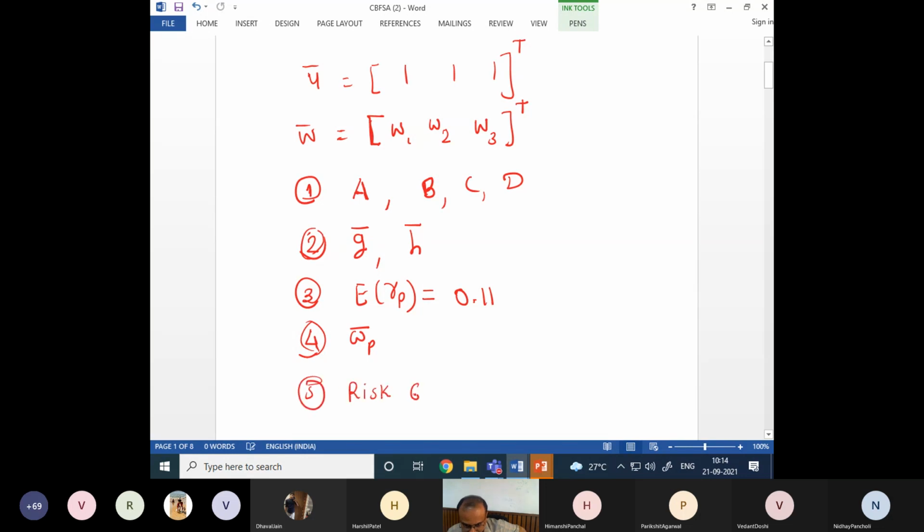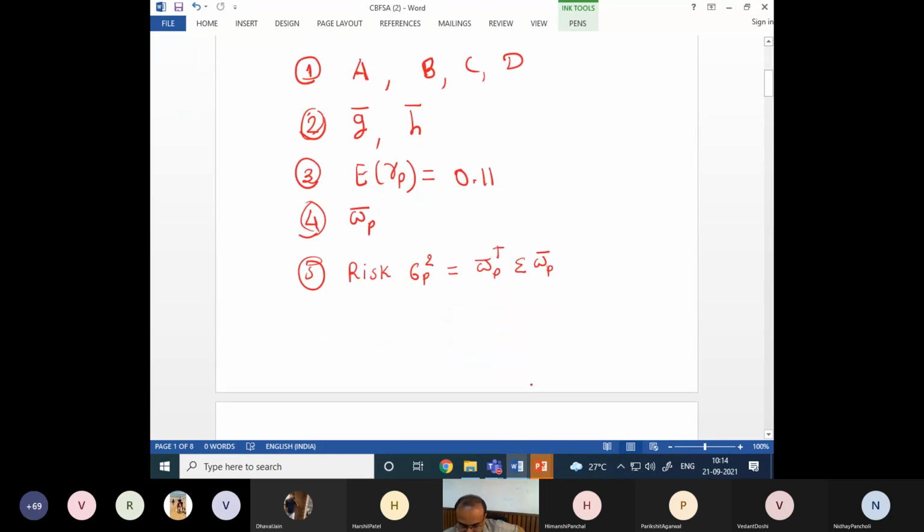What is the risk of the portfolio? It is sigma p square. And what is sigma p square? WP transpose sigma WP, where the sigma matrix is known. And the last thing we need to calculate is the last part, so you can see the questions.